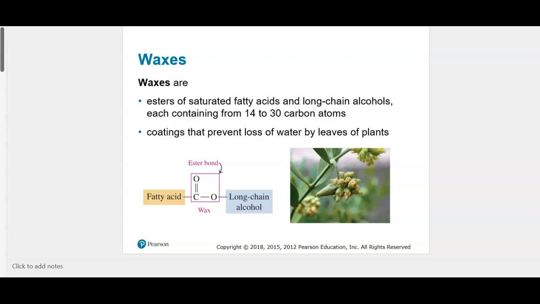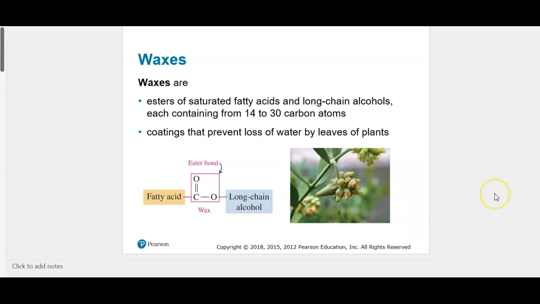Waxes are maybe the simplest of them. They're esters. You know what an ester is. It's the result of a reaction between a carboxylic acid and an alcohol, where you lose water and you form a bond between the oxygen of the hydroxyl group on the long chain alcohol and the carbonyl of the fatty acid.